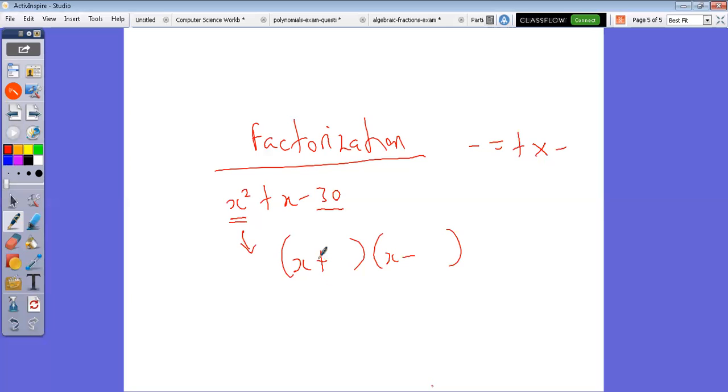Can you see that, Tamara, the technique that we are using? Okay. Then we inspect the middle term. The middle term is a plus 1x. So it's a positive. What it implies straight away is that the positive number is greater than the negative number. But those numbers that we are multiplying to get a negative 30 have a difference of plus 1. So they are simply 1 apart.